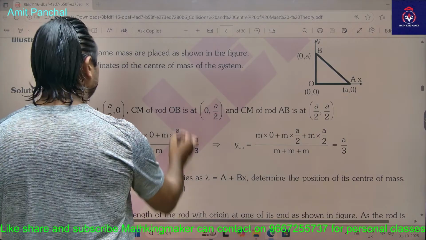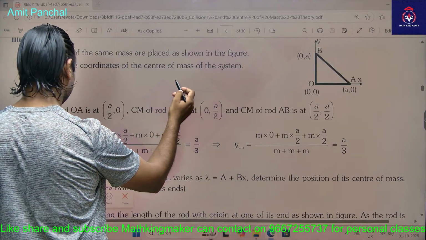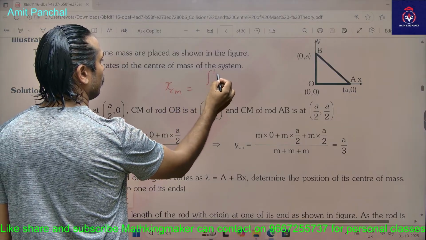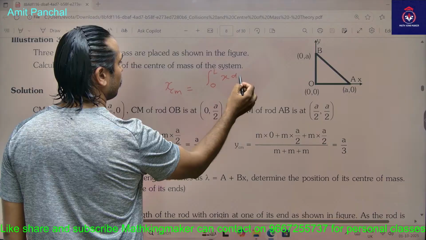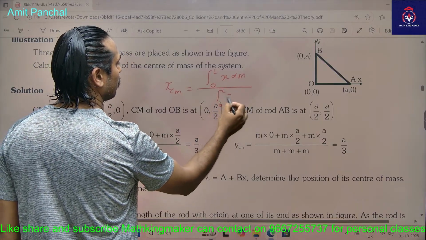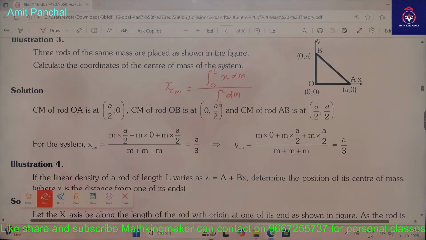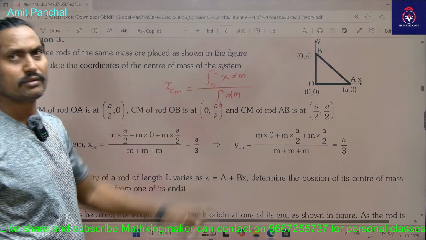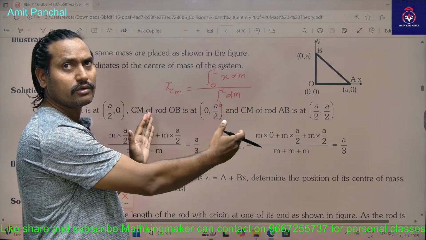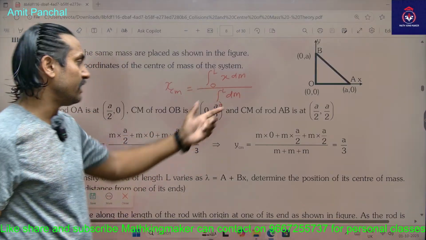The formula is xcm equals integral from 0 to L of x dm divided by integral from 0 to L of dm. Why is it taken from 0 to L? Because it's the total length of that rod. It is from 0 to L, and the mass is from 0 to L, the entire mass.